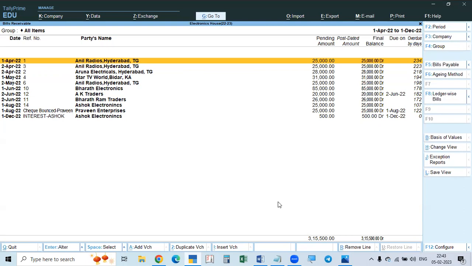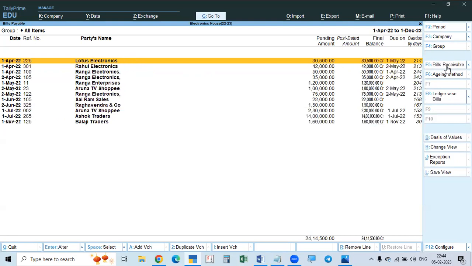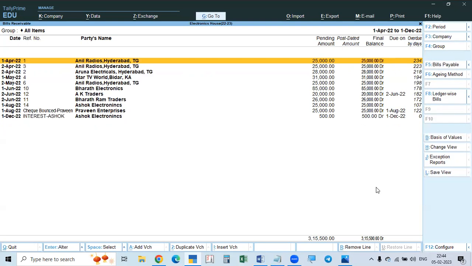This is one more thing. Here, this is bills receivable. Similarly, bills payable also we can see; we need not go again to display more reports and all these things. Simply here, F5, see here, F5, the bills payable report also we can do. All these settings, whatever we did in bills payable and receivable, the same thing we can do here also.